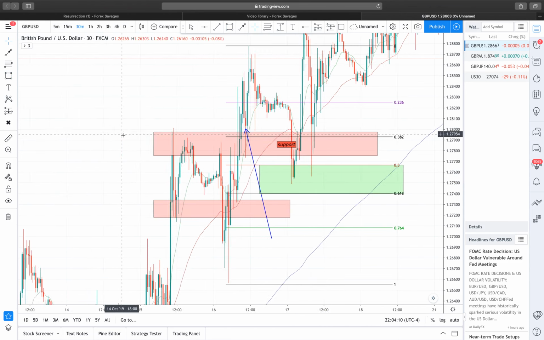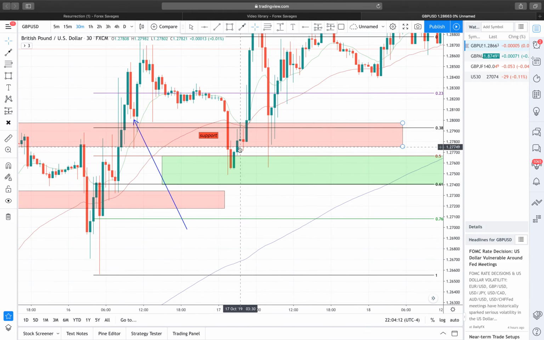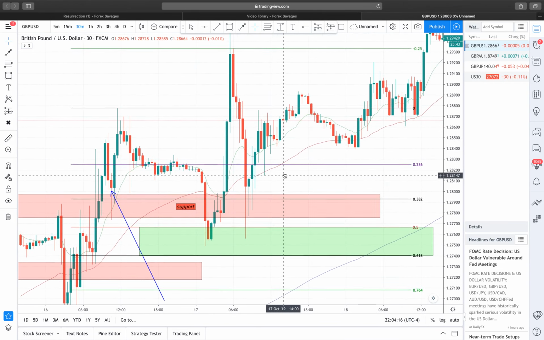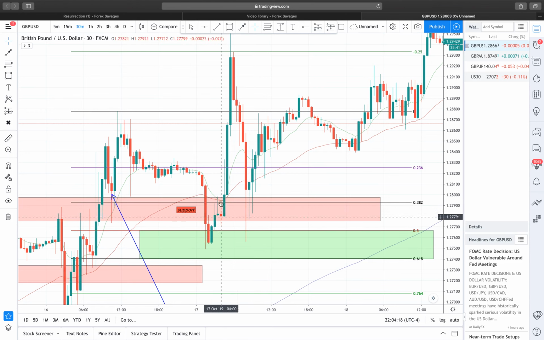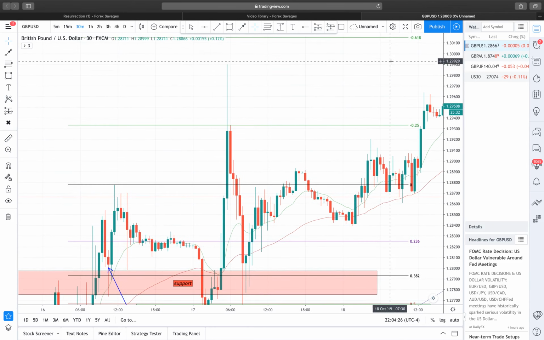So if we would have entered right here for a sell, like I said, you would have been destroyed right here. This thing shot up. How much did this shoot up from your entry right here? It literally shot up. Oh my God, Jesus Christ. Oh my God.